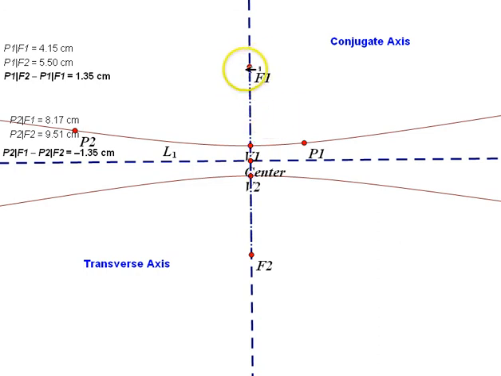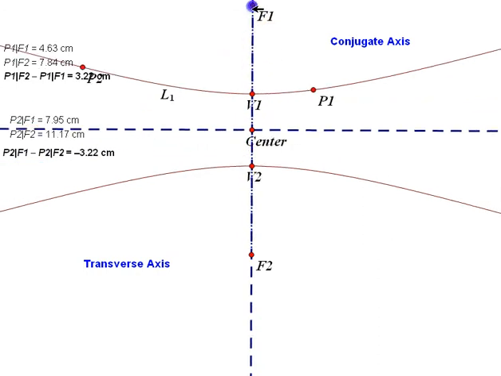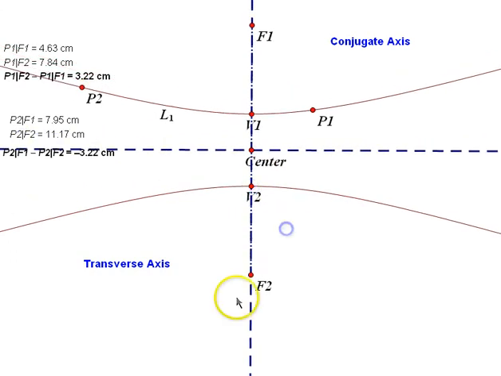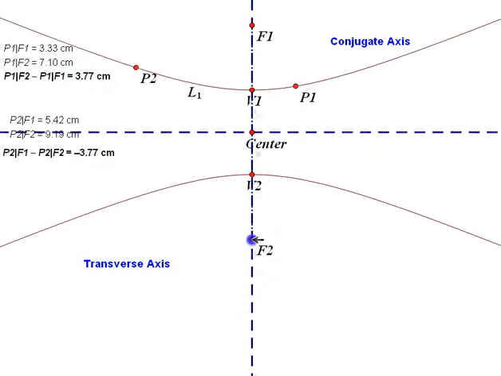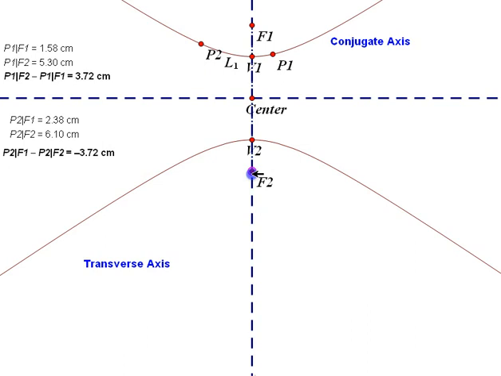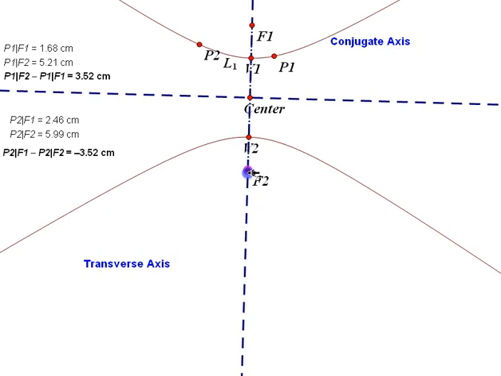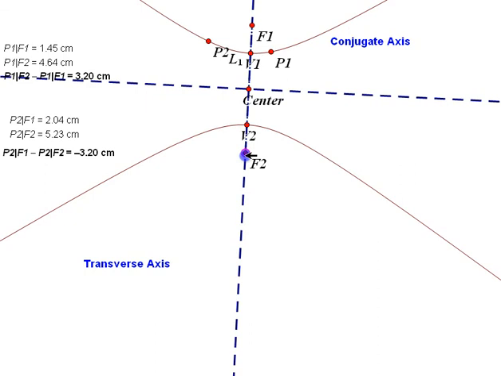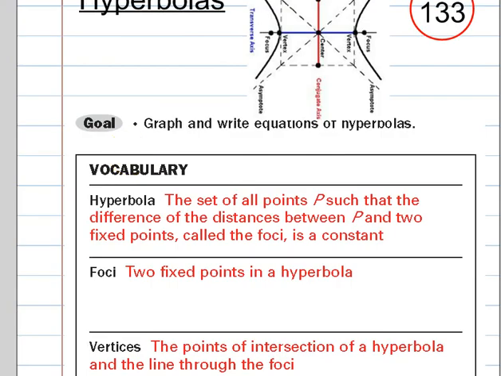And as I move the foci farther away from each other, the hyperbola gets larger. As I move the foci closer together, the hyperbola bends more. Okay? All right. So let's take a look at the notes on page 133. I have a picture of exactly that.